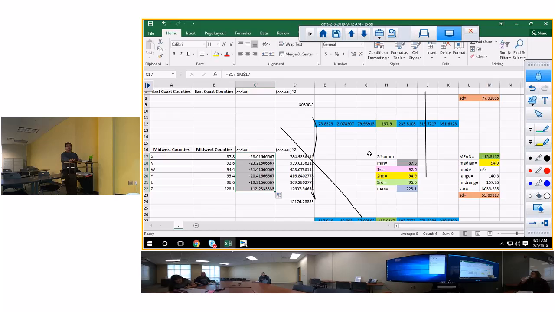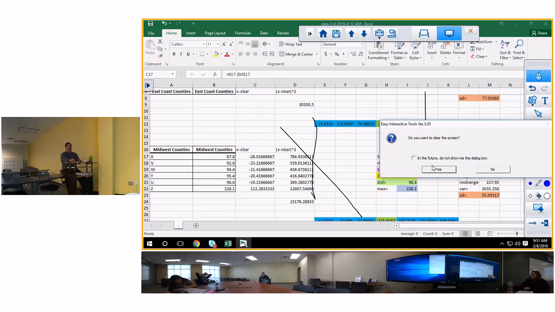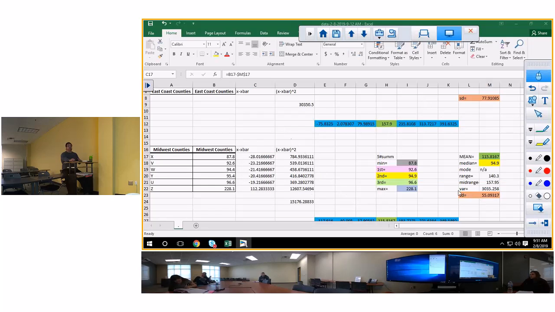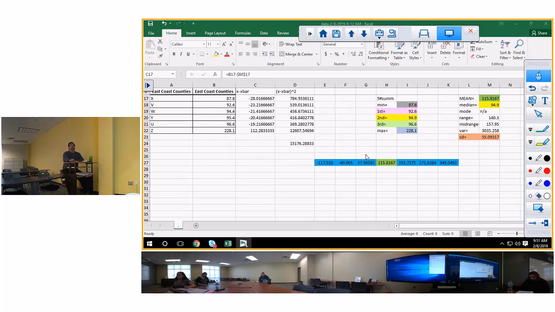Okay. Now that's going to change the box plot. It's going to change it considerably. But we already did the box plot, so don't worry about it. Actually, it's not going to change it, because the box plot doesn't use the standard deviation. So the box plot is still okay. So 55.09, that's where that comes from. So I messed up there, sorry.